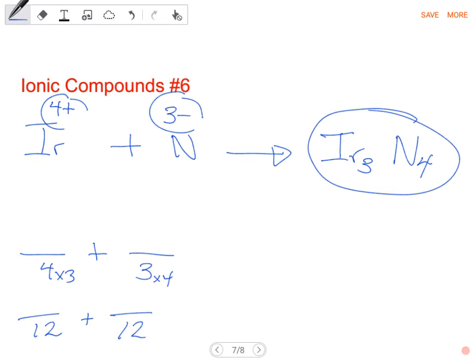We are now building simple ionic compounds. We started with the 288 rule, and we're now moving on to taking the charges and doing the math ourselves in our head.